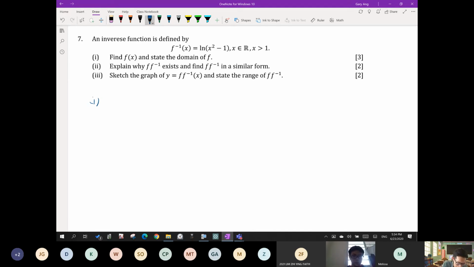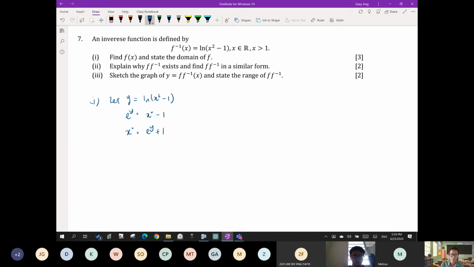That's all. So you better know the steps. Let y equal the inverse function. Make x the subject. You better tell me you know how to make x the subject, otherwise I'm going to kill you. This is so easy. All right, so you get e^y plus 1.